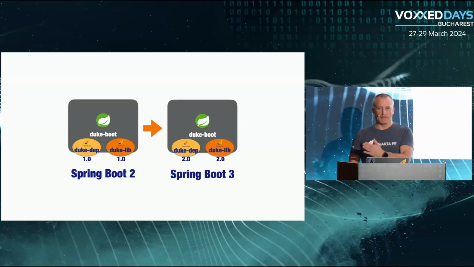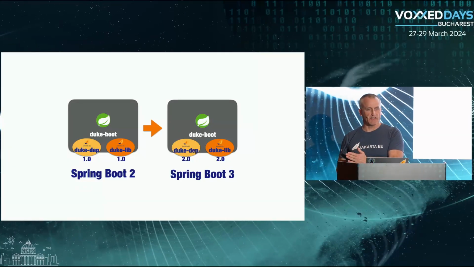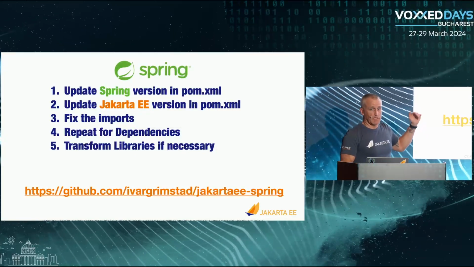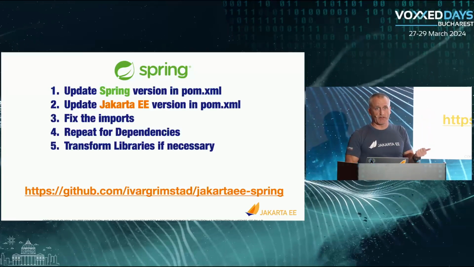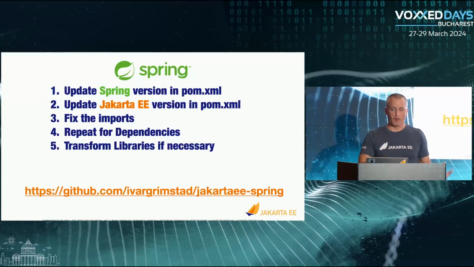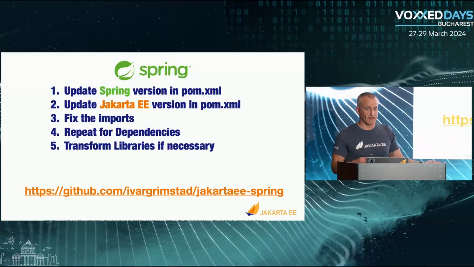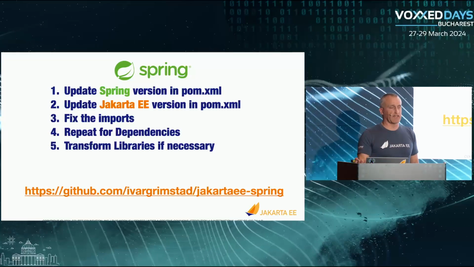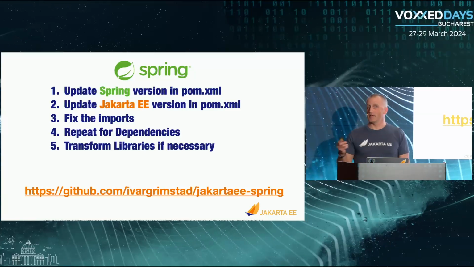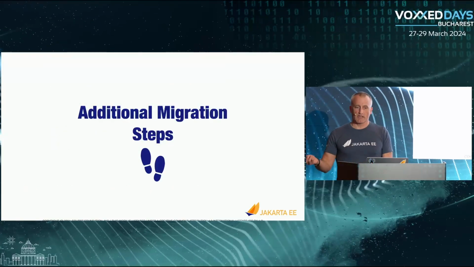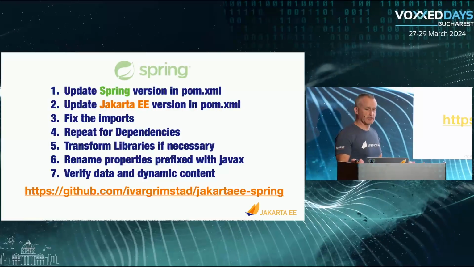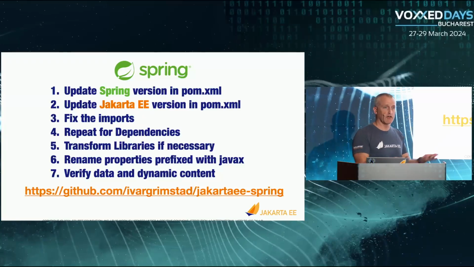So what I did was re-release this Duke lib as a version 2.0, and I can run my application again. So the list gets longer. So far I'm updating the Spring version in the POM. I'm updating the Jakarta EE versions if I have any. Then I'm fixing the imports. You can use tools like OpenRewrite or anything. I repeat for dependencies, and I transfer libraries if necessary. There may be some additional steps, and this is more dependent on how your application is. And we developers do all kinds of weird things, so you never know what you find.